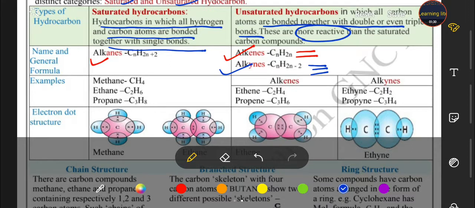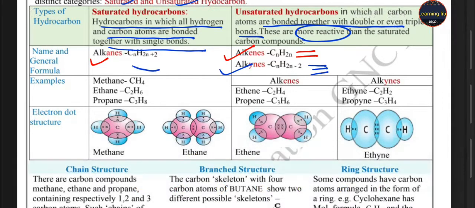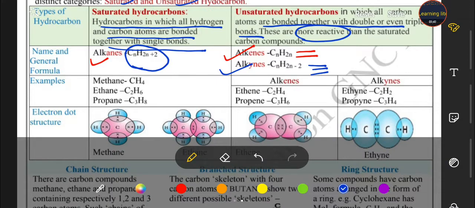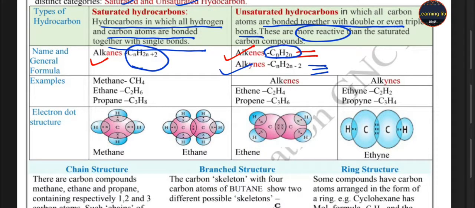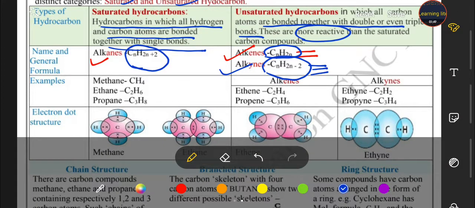And you also have to remember the formulas of all saturated and unsaturated hydrocarbons. What is the formula, students? For alkane it is CnH2n+2. For alkene it is CnH2n. And for alkyne it is CnH2n-2. Okay. What are the examples?